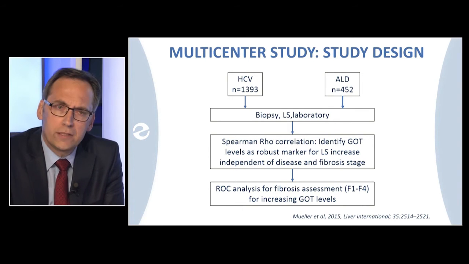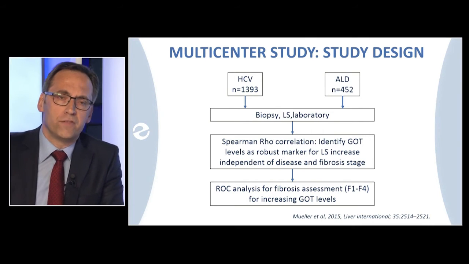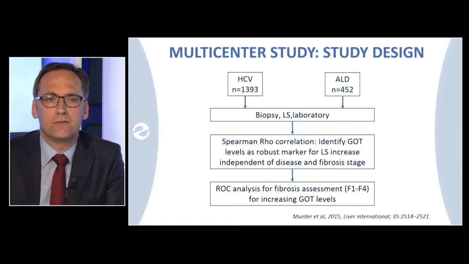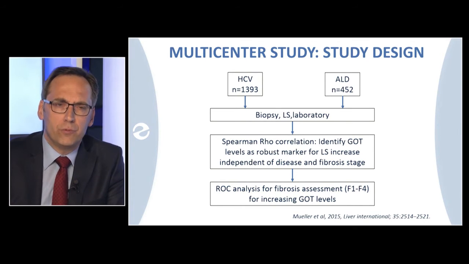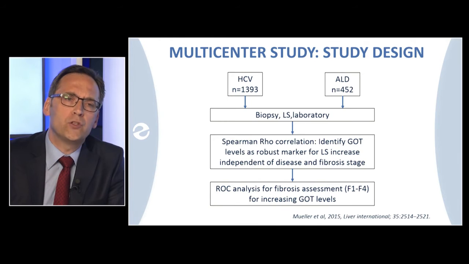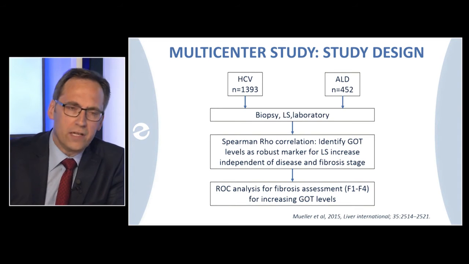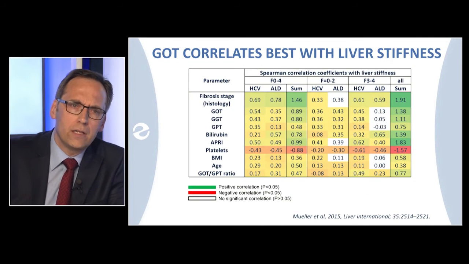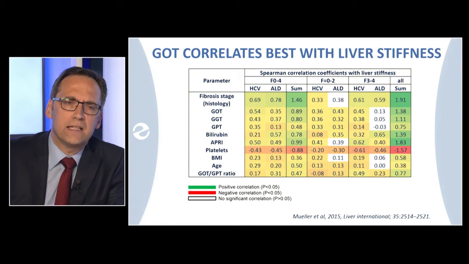And I would like to draw your attention to a recent multicenter study with more than 2,000 biopsied patients, both with HCV and alcoholic liver disease. The study design was that we had all the biopsies, the liver stiffness within 2 weeks, and the laboratory tests. And what we then did, we tried to identify the easily available parameter that best reflects the inflammation in these patients. And then we tried, by reiterating ROC analysis, GOT adapted cutoff values. And I would like to go very briefly through this very busy slide. It just tells you that indeed GOT in both diseases was best correlated with liver stiffness.